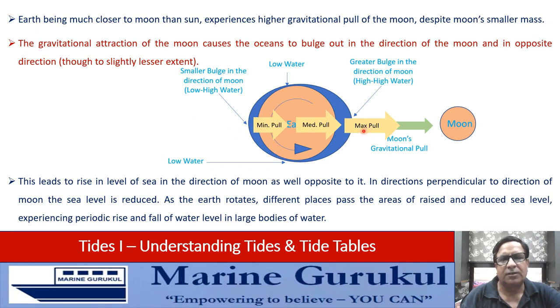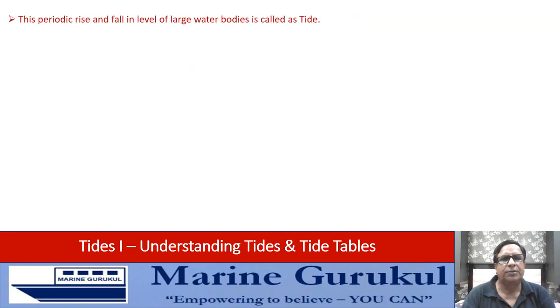So it is the different magnitudes of the gravitational pull on the water body towards the Moon and water body on the far side, and the solid mass of the Earth, which is the cause for high water on the side of the Moon as well as on the opposite or the far side. This periodic rise and fall in level of water bodies, large water bodies, is what we call as tide.